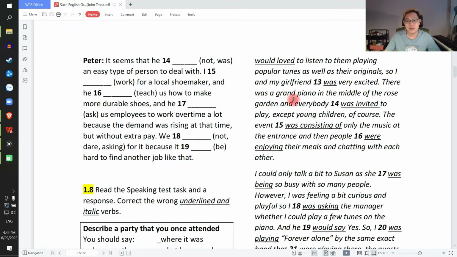There was a grand piano in the middle of the rose garden, and everybody was invited to play except young children, of course.